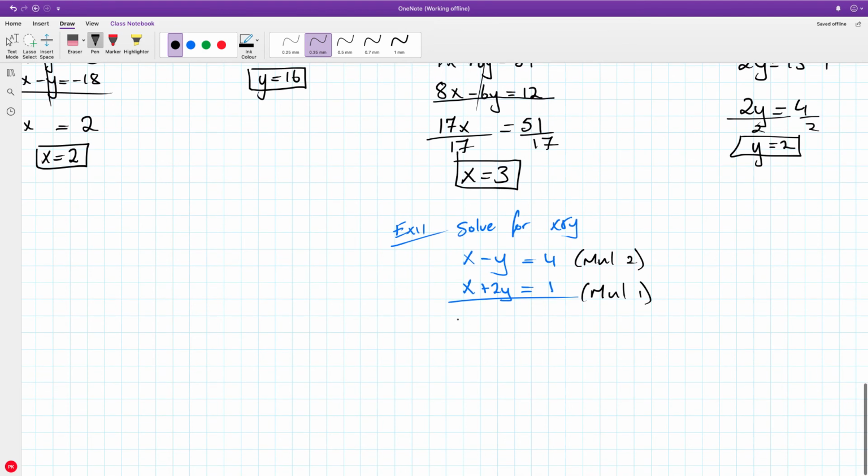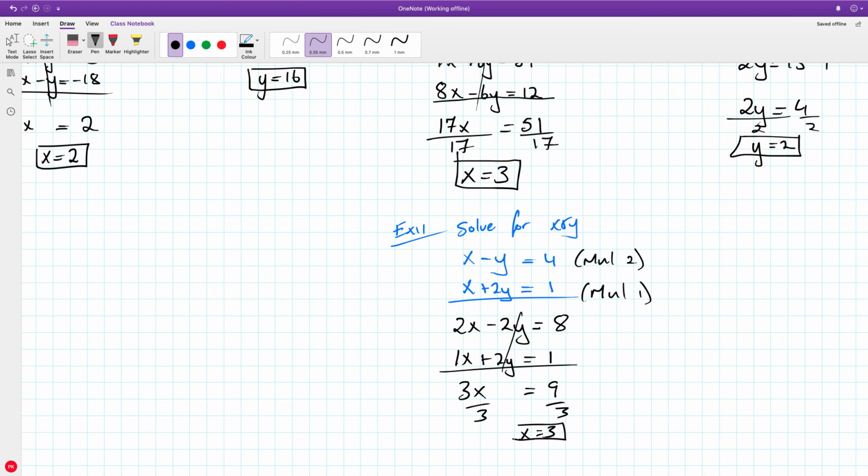So 2 times x is 2x, 2 times minus y is minus 2y, 2 times 4 is 8. 1 times x is 1x, 1 times 2y is plus 2y, 1 times 1 is 1. They cancel. 3x is equal to 9. Divide across by 3. x is equal to 3, and sub it back into your top line.